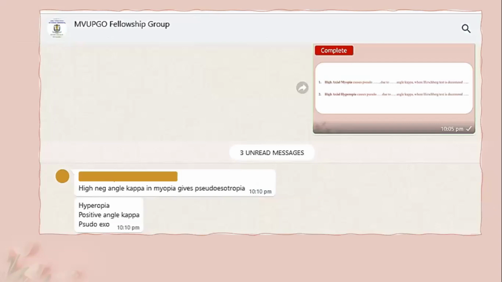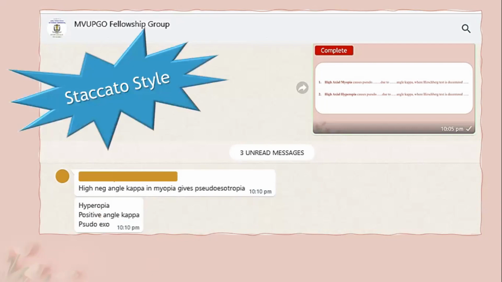I posted this question, as I said before, and although the first replier definitely knows the answer, she gave me an incomplete answer because she didn't notice that I was also asking about the decentration. She told me hyperopia, positive angle kappa, pseudo-exotropia, but she didn't mention the decentration. And again, she said hyperopia without mentioning high axial hyperopia. And she said myopia, so you need to say high axial myopia. So avoid giving short, incomplete, drop-by-drop or staccato style answers. You have to listen carefully to the question and answer it fully, specifically, and relevantly.